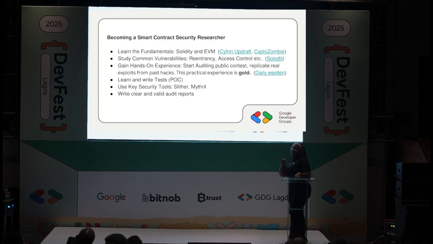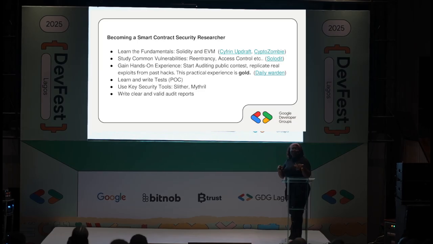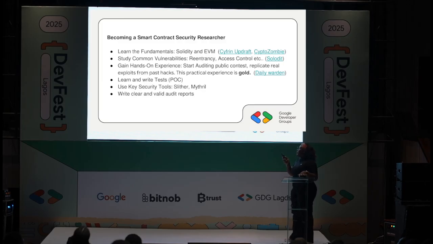Then write clear and valid audit reports. Some people use AI to audit their smart contracts. If you do that, they are going to spam your reports, and when they start spamming your reports, they are going to flag you as unserious. Nobody's going to take you seriously, or they throw you out of that particular platform. So you can use AI to help augment your research, but don't ever use AI to totally do your audit, right?